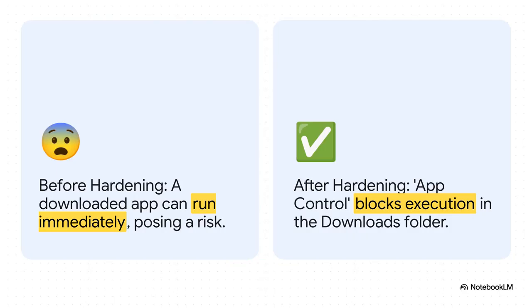Layer 2 is about stopping threats before they even get a chance to run. Just look at this before and after. So before hardening, you might download some malicious app, double-click it, and bam, it runs instantly. But after hardening, you can set an app control policy that blocks any executable file from running directly out of your downloads folder. The malware is just stopped dead in its tracks. You'd have to consciously move that file somewhere else to run it, which forces you to take a second and think, wait, do I really trust this thing?